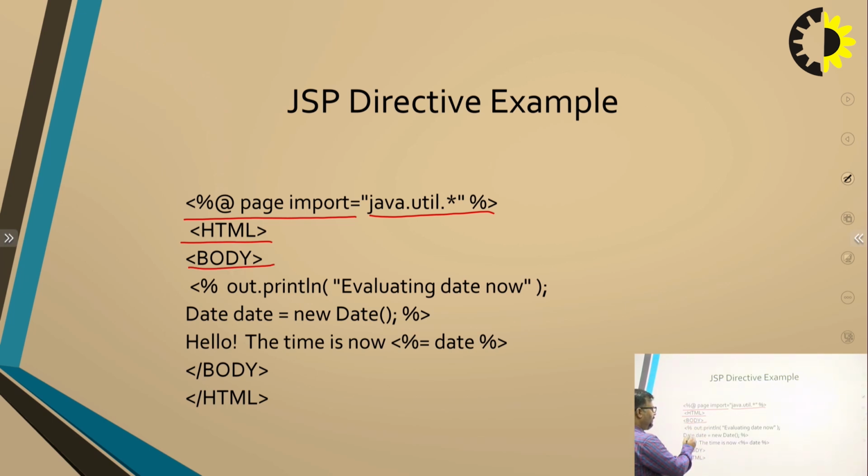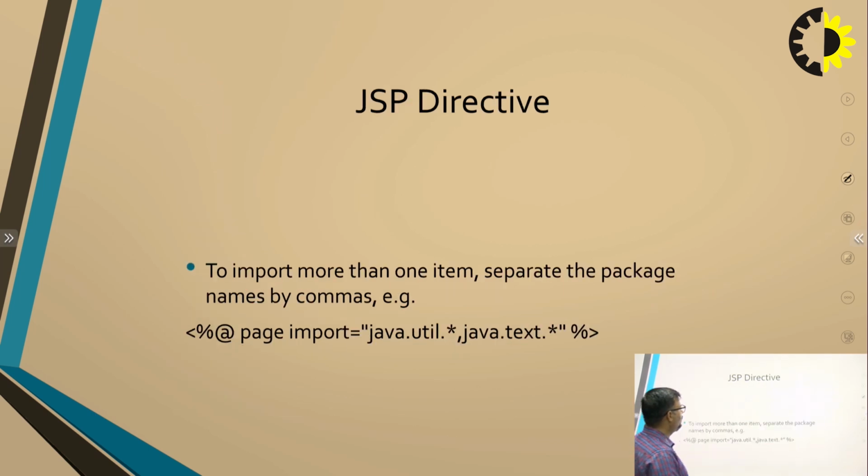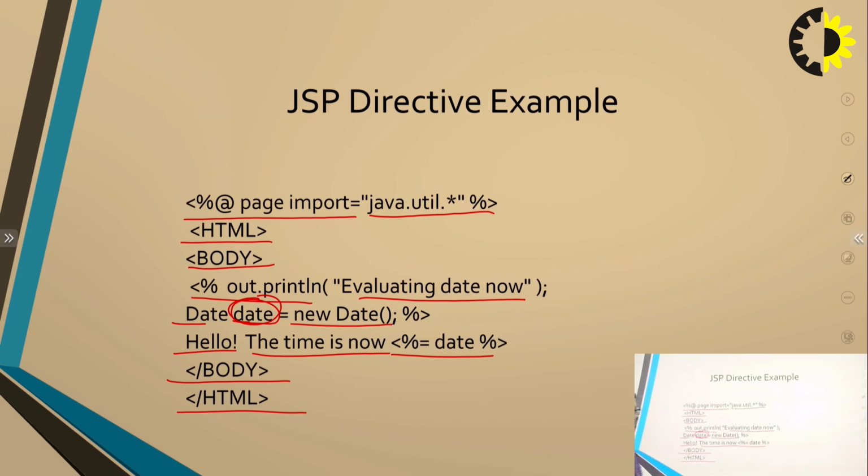Here percentile out.println evaluating date. Now we will use the date, and here Date is the class and it creates an object, a new date object. Then new Date will be assigned to this object and we will print out the date. Then hello, the time is now, percentile equals date. Then close the body and close the HTML tag. In this way, we will get the output of the particular date, evaluating date.